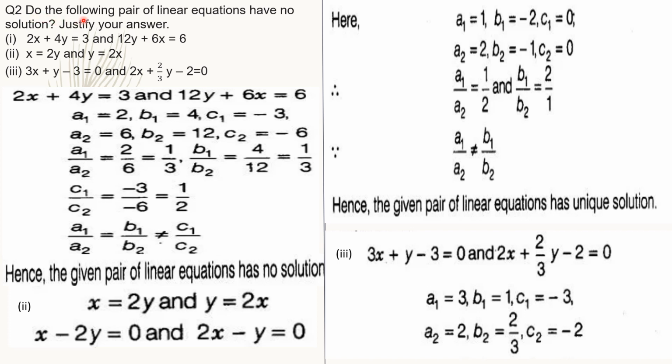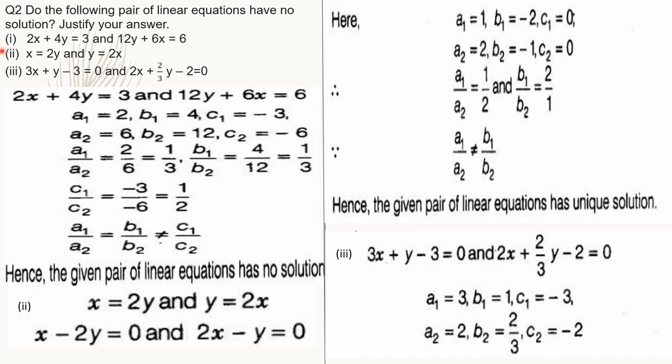Do the following pair of linear equations have no solution? Justify your answer. In this question, we have to check which pair of linear equations in two variables has no solution.